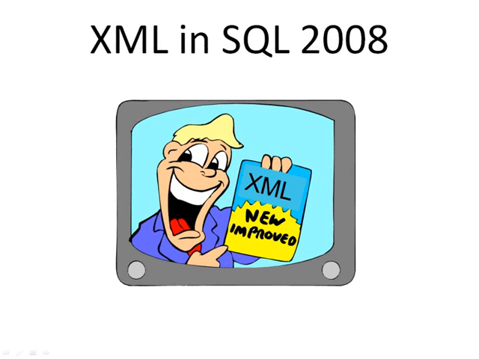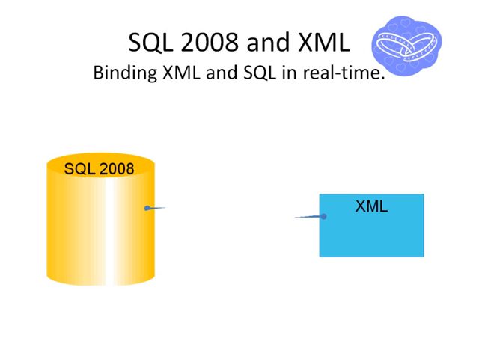The improvements in XML from SQL 2005 and 2008 are extended because of the XML data type. Here we have a SQL database and an XML stream. You can bind these in real time. In other words, you can take a SQL table and join it to an XML stream and produce a brand new result set.